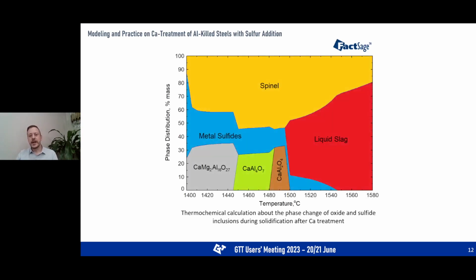Here you see another calculation with FactSage about the phase change of oxide and sulfide inclusions during solidification after calcium treatment. The liquid inclusions disappear as the temperature drops. Manganese sulfide and calcium sulfide start to form below around 1540 degrees Celsius. In addition, calcium aluminate and calcium magnesium aluminate formation occur upon cooling.